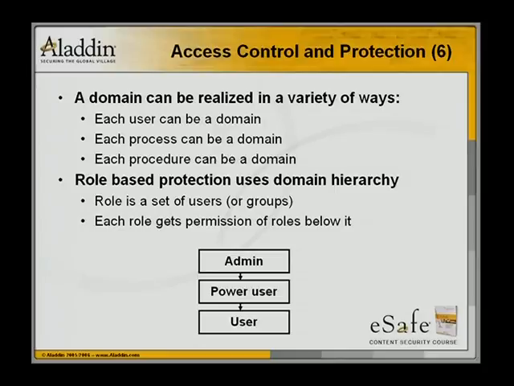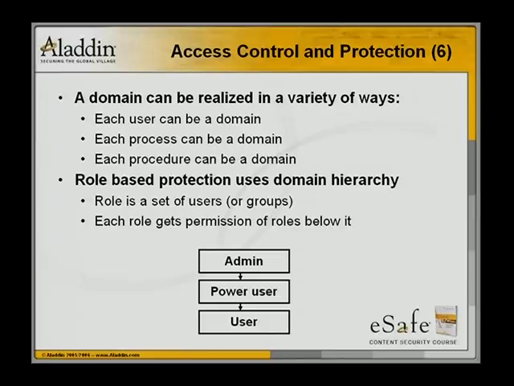Let's speak more about access control and protection. In specific, a domain can be realized in a variety of ways. One of the ways is that each user can be a domain, each process can be a domain, and each procedure can be a domain. So a domain is not necessarily a general domain. It's in accordance to a specific right or specific operation that the user needs to do.